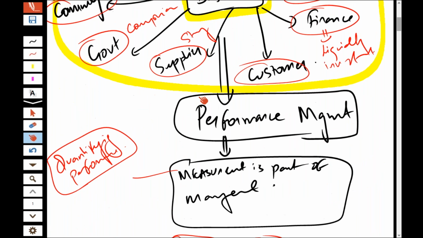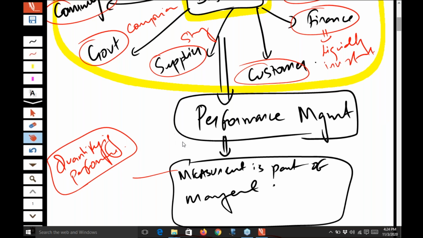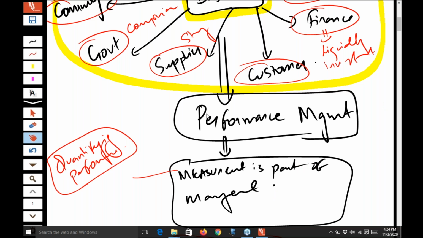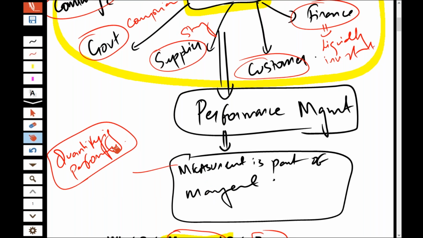And then I told you that when we talk about performance measurement, remember, measurement is a subset of management. Measurement is part of management. Ultimately, measurement means quantifying performance. How would you quantify the performance? We're going to discuss that. Measurement means quantifying the performance.